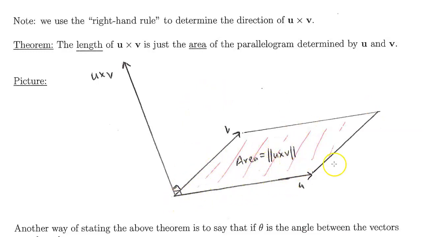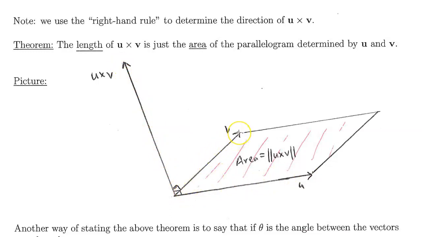So in other words, if you look at U and V, these vectors will determine a certain parallelogram. There'll be a unique plane that contains these two vectors, as long as U and V aren't pointing in the exact same direction or exact opposite direction. And within that plane, if you draw this parallelogram, the area of that parallelogram ends up being the length of this vector here.